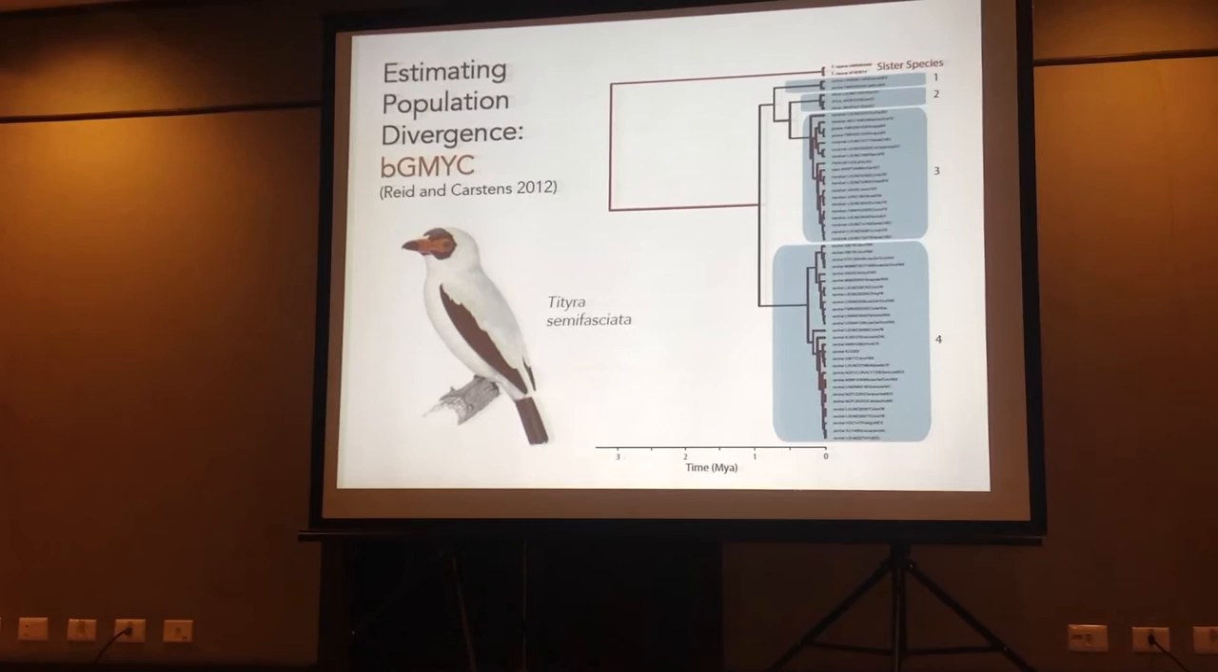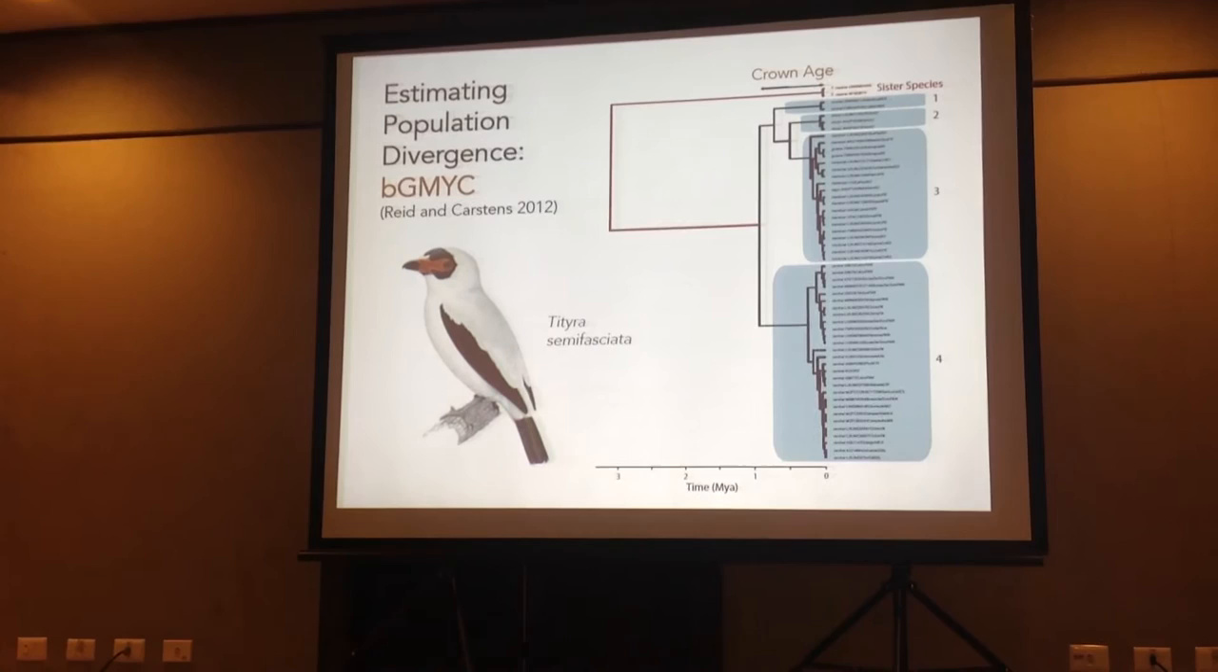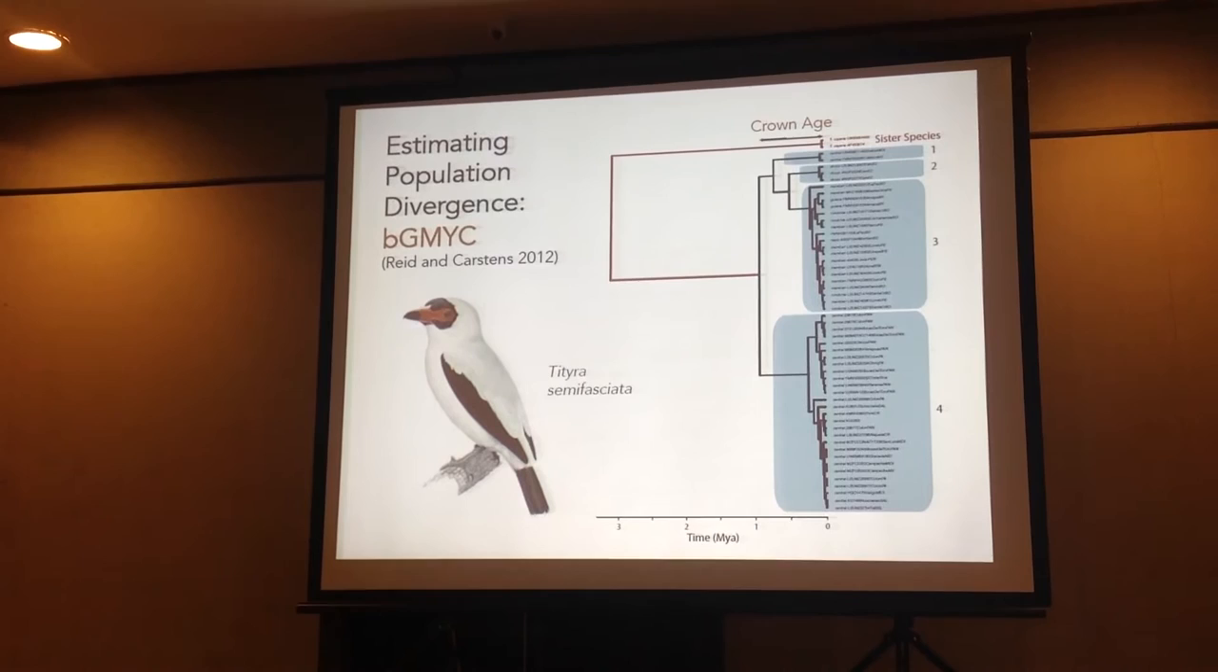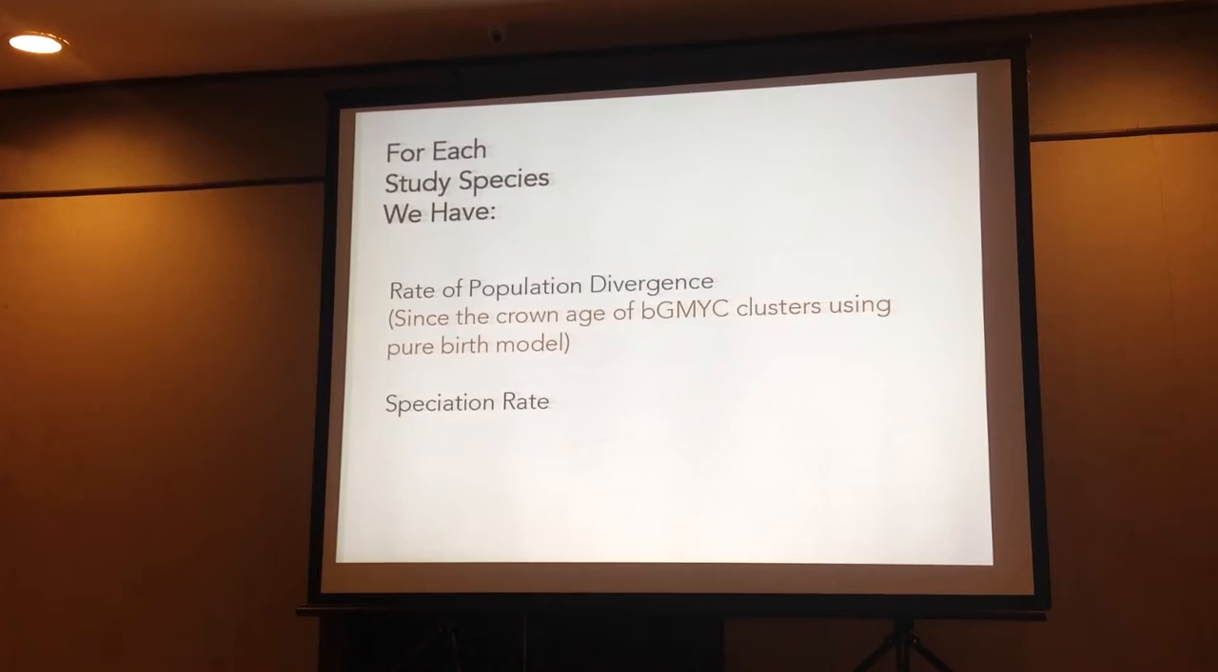But we're interested in the rate of population divergence. So we took the crown age of all the lineages within our in-group, within our study species, and used that to estimate a pure birth rate of population formation, or genetic species formation, within our study species. So for each of our 177 study species, we now have a rate of population divergence, and we still need speciation rate.